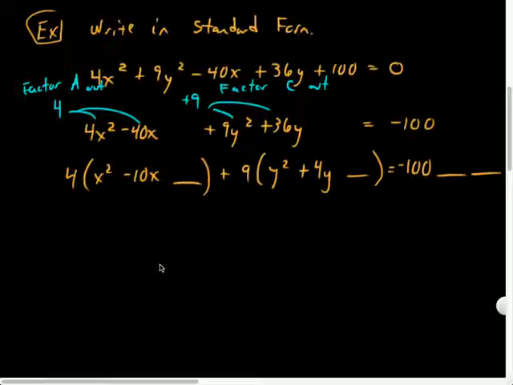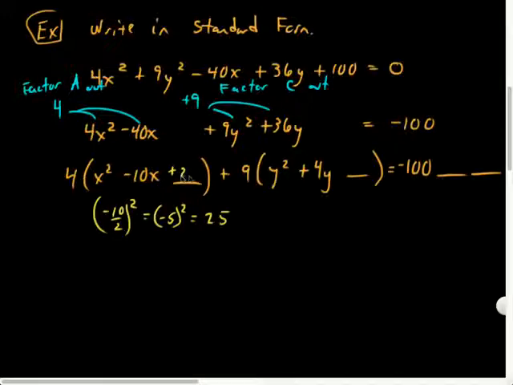All right. And you might remember some of this stuff from completing the square days as well. So I want to complete the square for the x's. So I'll have negative 10 over 2 all squared, negative 5 squared equals 25. So add 25 in there.